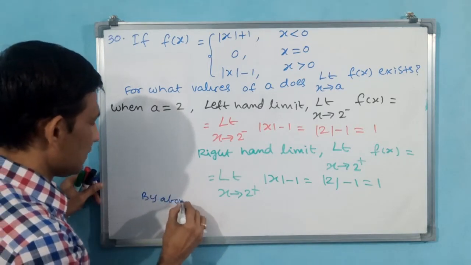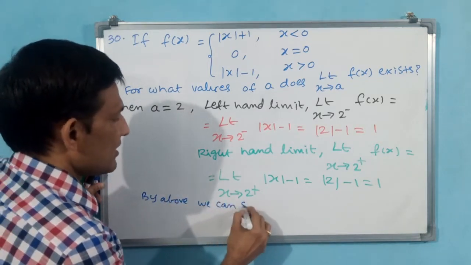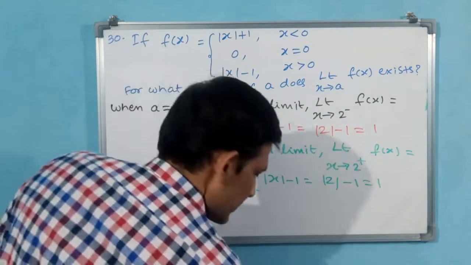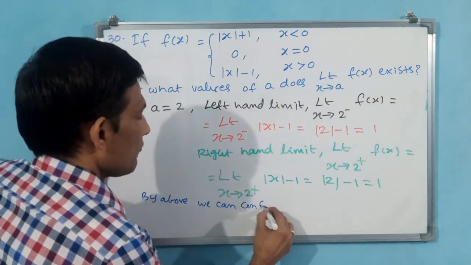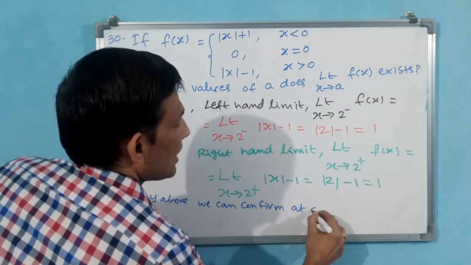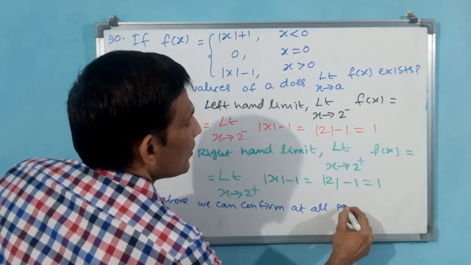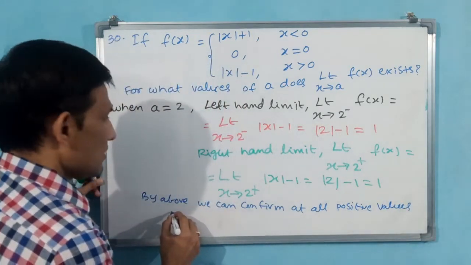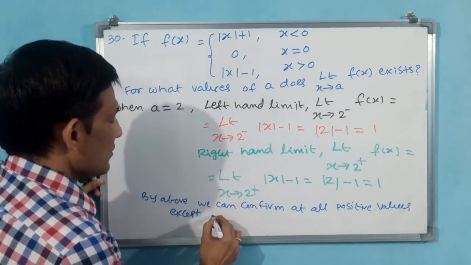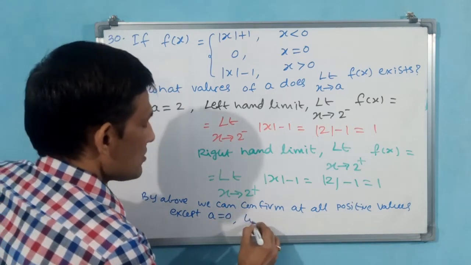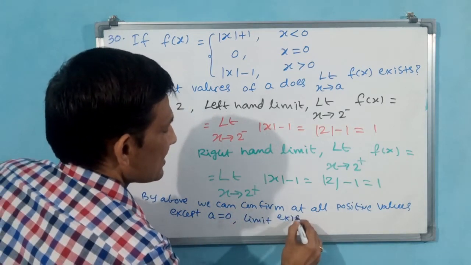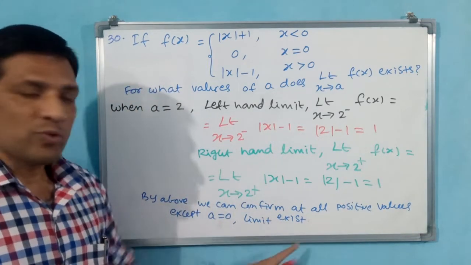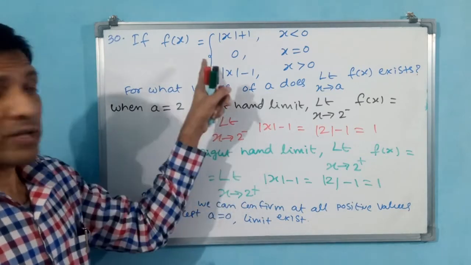By above, we can say, or we can confirm, that at all positive values, except a is equal to 0, the limit exists. Okay, except at a is equal to 0, for all positive values the limit exists, but we have not yet seen negative values. Negative values also we want to see.